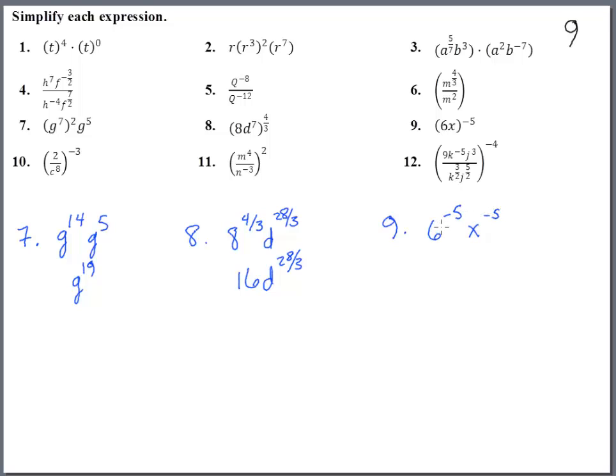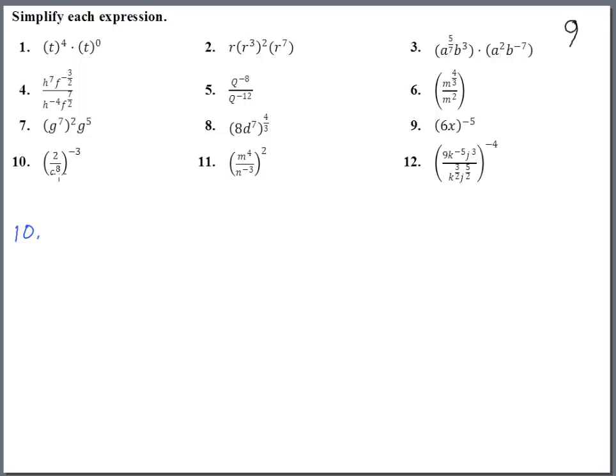Number 9, that's 6 to the -5 and x to the -5. So if we were to take 6 to the -5th power, that's going to be 1 over 6 to the 5th, which is, if you punch that in your calculator, 7776, x to the 5th. Both of those are on the bottom because of negative exponent.